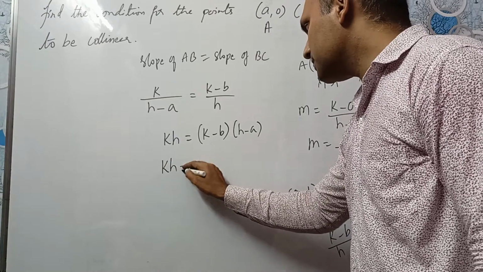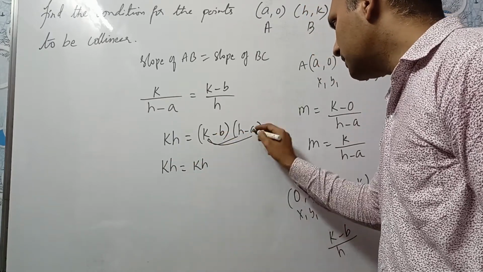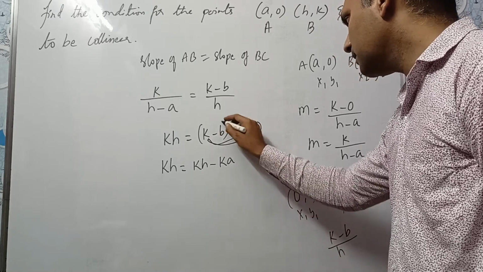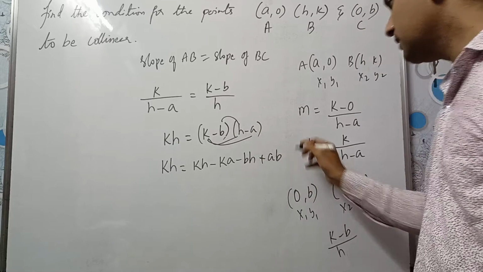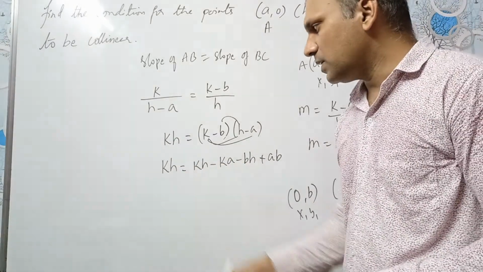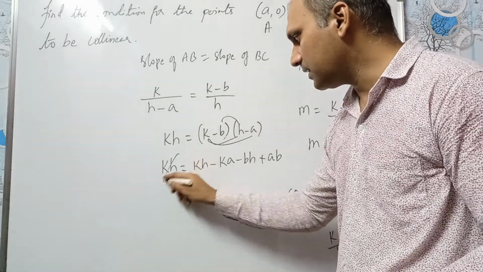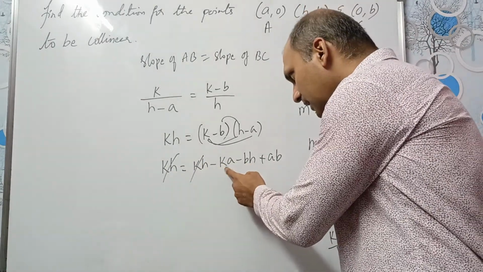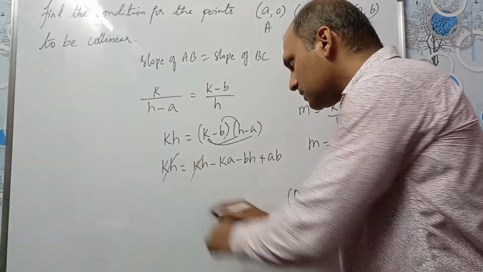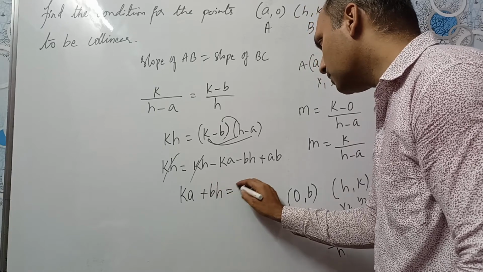So this is kh is equal to k into h multiplied by ka, multiplication of this bh plus ab. Okay, this kh will get cancelled, because if this kh goes on the other side becomes minus kh, right? So kh minus kh will be equal to 0. Now we have ka and kb with minus. If you send this on the other side, it will be plus ka plus bh is equal to ab will come, right?